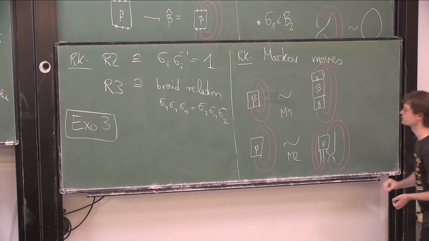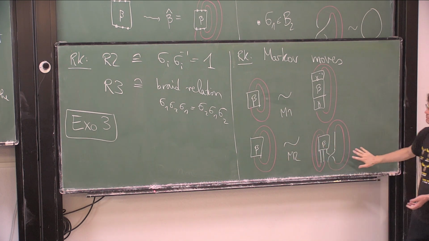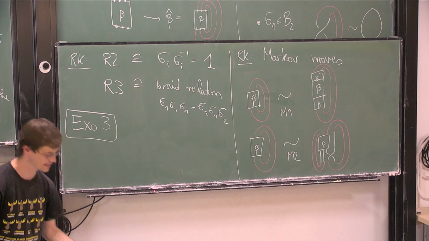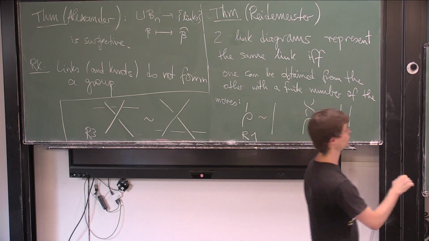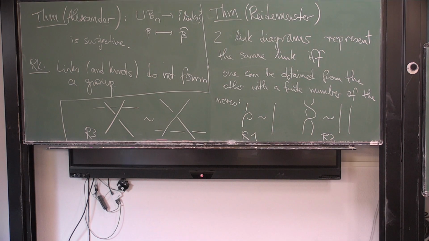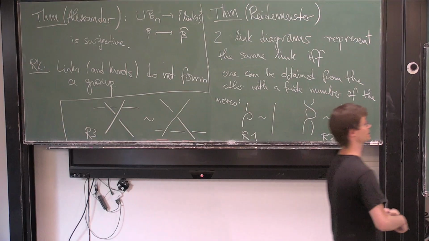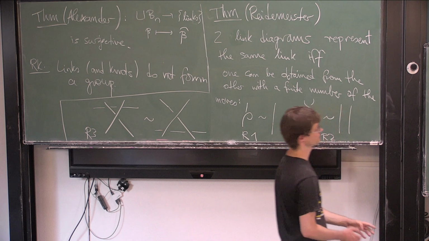These are the two Markov moves, and it's not too hard to see that these give the same links. Well, this is the exercise, and the hard part, which is not in the exercise, which is the theorem of Markov, is that any two braids which give via the closure the same link are connected by a finite number of these moves. So the idea will be to construct some braid invariant, which in addition is invariant under these two moves. And then you get link invariants.